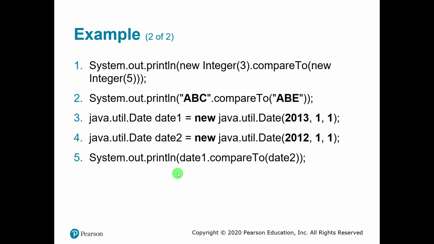So here are some examples. I can print out a new Integer with the number 3. Notice I'm using capital I Integer here and calling compareTo on a new Integer number 5. Remember, compareTo returns a -1, 0 if they're equal, or 1 if it's larger. I can compare two strings using ABC compared to ABE. I can compare two dates; we created two new Date objects here, and then we can compare them together. And remember, println is going to print either the 1, the 0, or the -1.